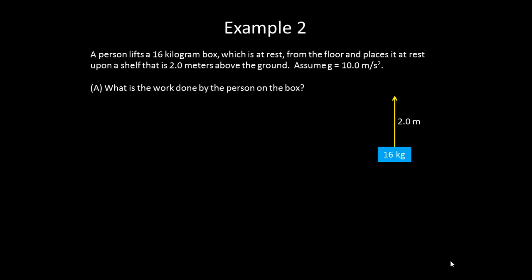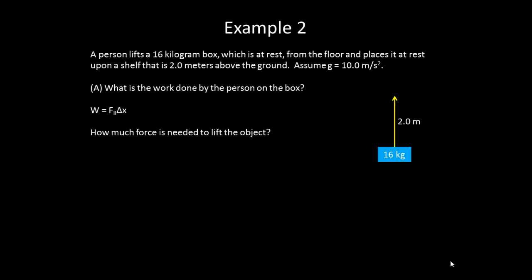Let's do another example. A person lifts a 16 kilogram box which is at rest from the floor and places it at rest upon a shelf that is 2.0 meters above the ground. Assume g equals 10.0 meters per second squared. What is the work done by the person on the box? Well, first we need to know how much force is needed to lift the object.